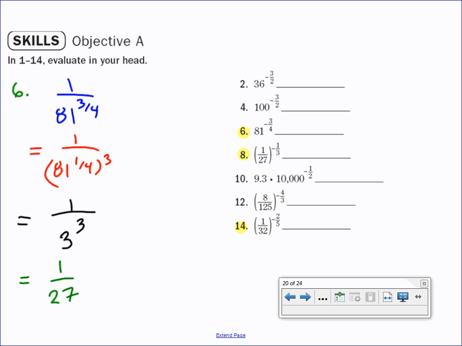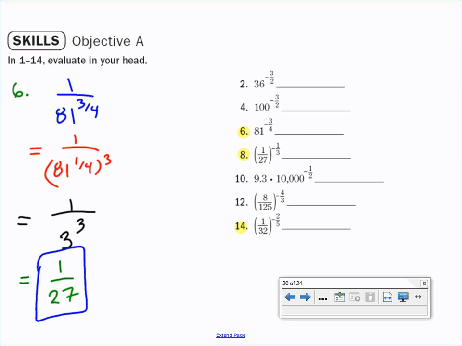Guys, let's take a look at number 6. And so we first rewrite 81 to the negative 3/4 as 1 over 81 to the positive 3/4. Then we applied my denominator exponent as a 4th root first. The 4th root of 81, I went to my half sheet, and I saw that 3 to the 4th is 81. So the 4th root of 81 is 3, and then I cube it last. The numerator exponent was 3. 3 cubed is 27. Raise your hand if you had 1/27. Who had 1/27? Great work, you guys. That's awesome. What questions do you have about number 6?